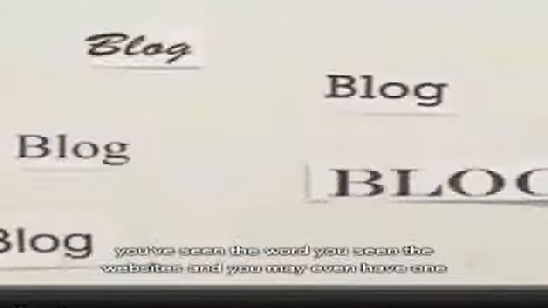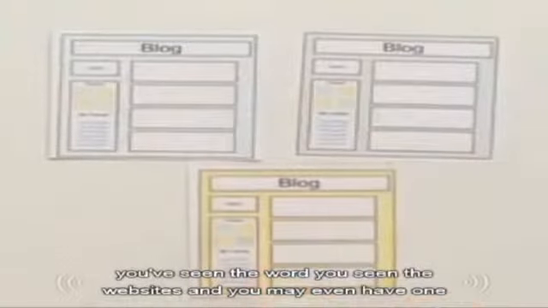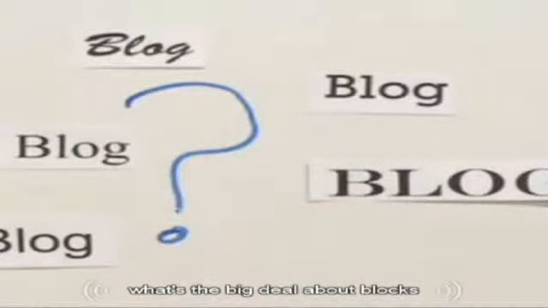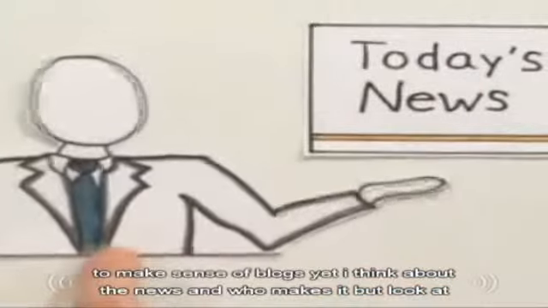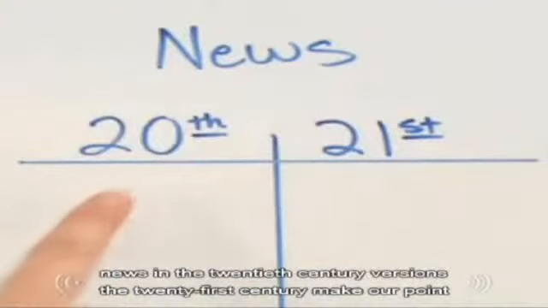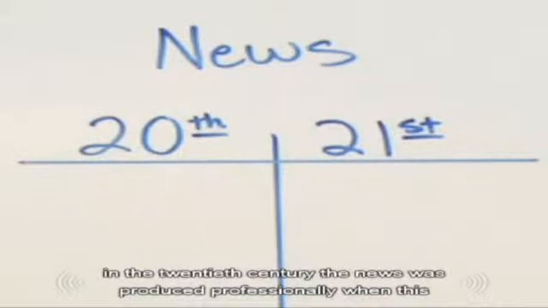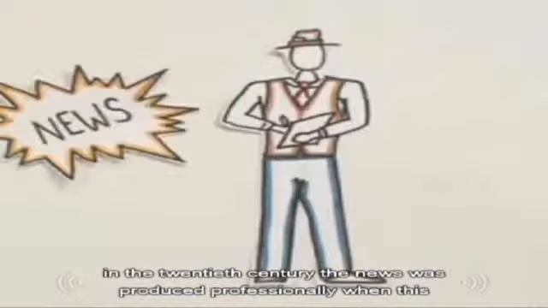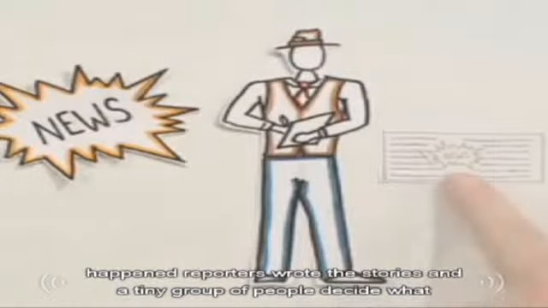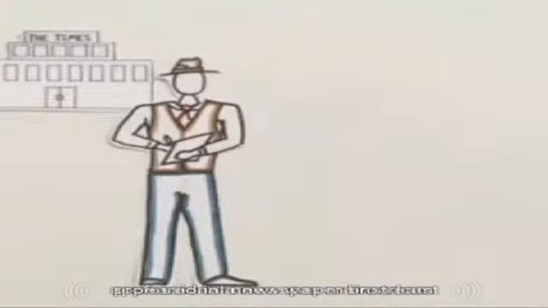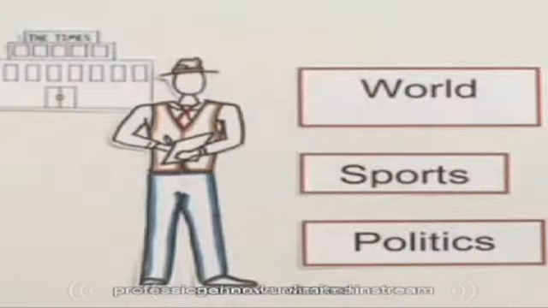You've seen the word, you've seen the websites, and you may even have one. But have you ever wondered, what's the big deal about blogs? This is Blogs in Plain English. To make sense of blogs, you have to think about the news and who makes it. We'll look at news in the 20th century versus the 21st century to make our point. In the 20th century, the news was produced professionally. When news happened, reporters wrote the stories and a tiny group of people decided what appeared in a newspaper or broadcast. Professional news was mainstream, general, and limited.